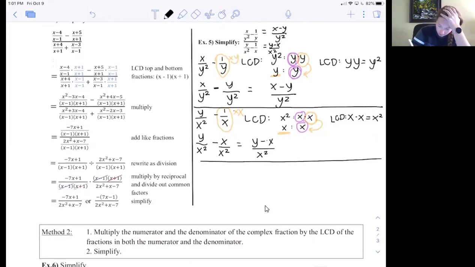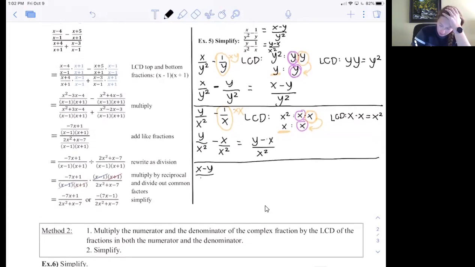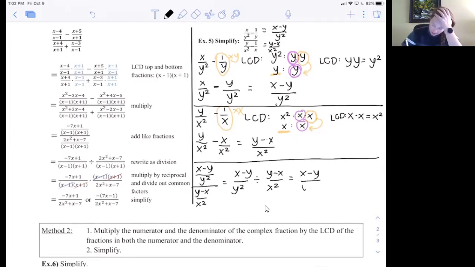So if I have room, I now have x. Okay. I've got x minus y over y squared, all divided by y minus x over x squared. So I can rewrite this as x minus y over y squared divided by y minus x over x squared. So then I can multiply them, x minus y over y squared times by, and flip it, so I've got x squared and then y minus x.